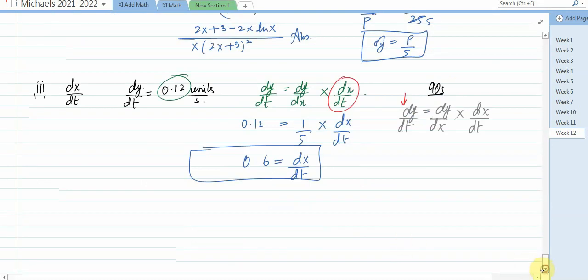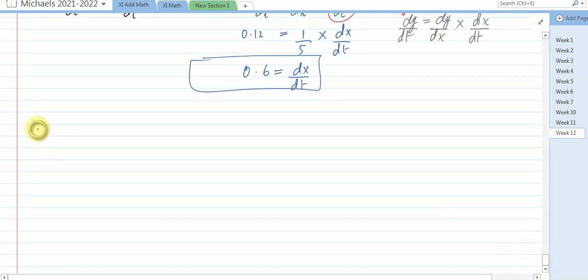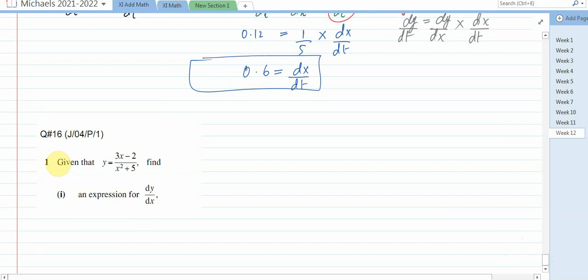Again from the past papers, it's an easy question, not difficult. It says, given that y equals 3x minus 2 over x squared plus 5, you need to find dy by dx. Simply apply u upon v here, but make sure that you are doing it right. So give it a try. You have a time of 2 minutes, so start.